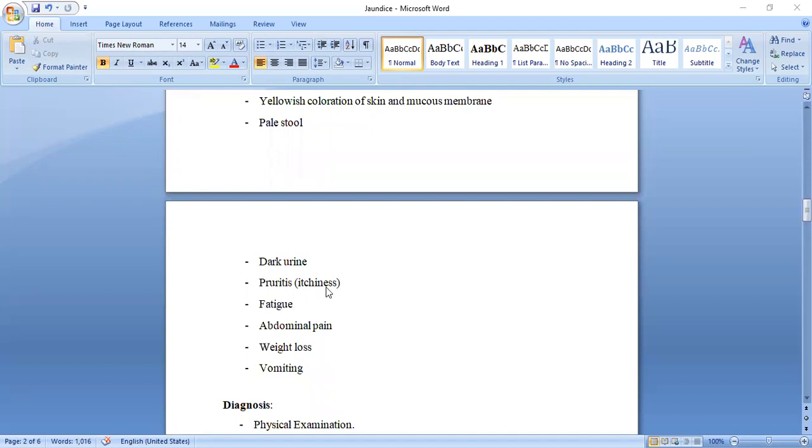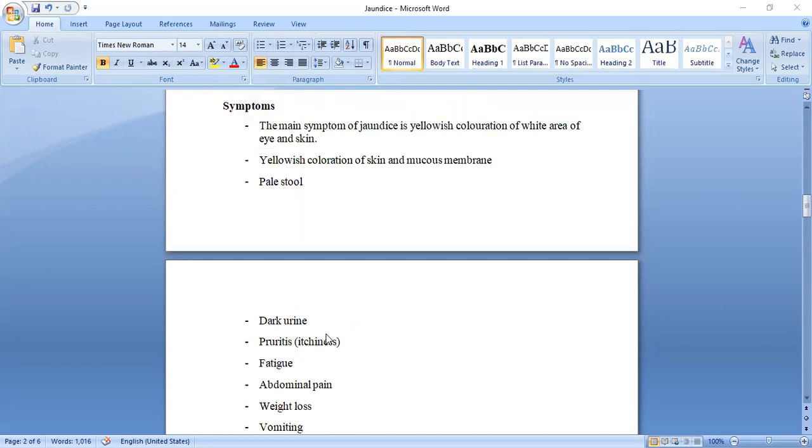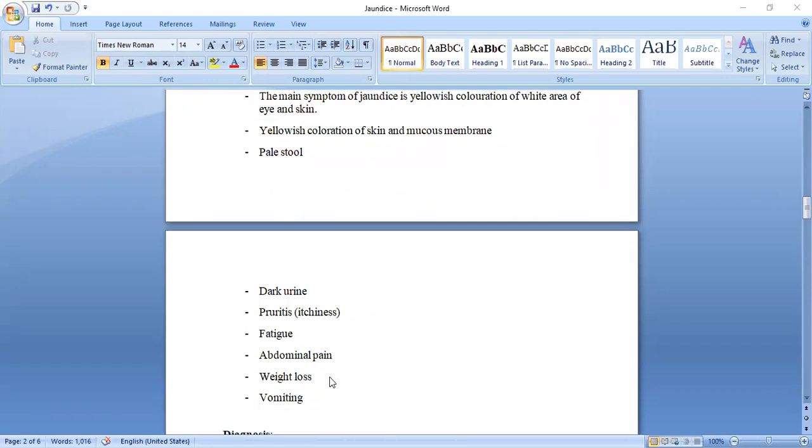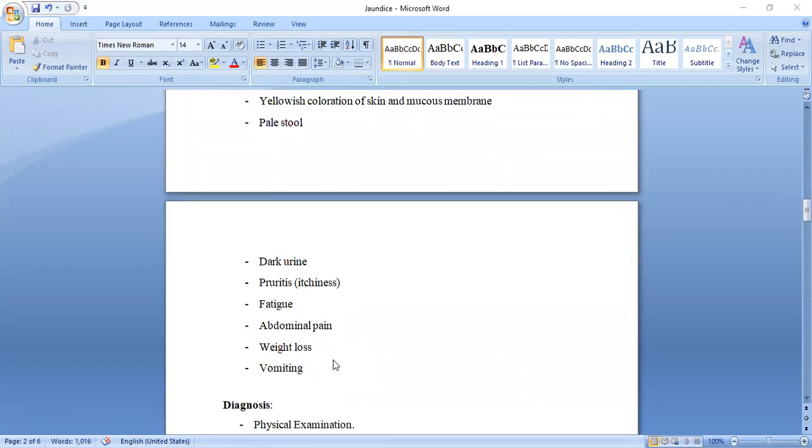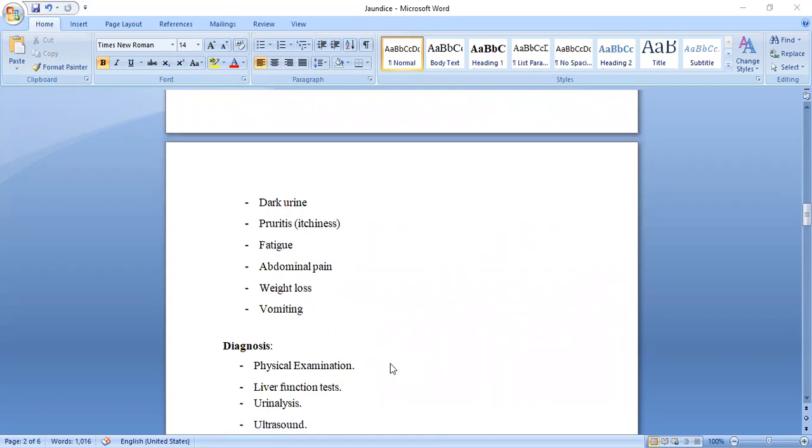Pruritus means itching. Everywhere itching is there. Fatigue, that is weakness. Abdominal pain is there. Weight loss and vomiting. These are the signs and symptoms, mainly yellowish eyes and skin, pale stool, dark urine, pruritus, fatigue, abdominal pain, weight loss, vomiting.